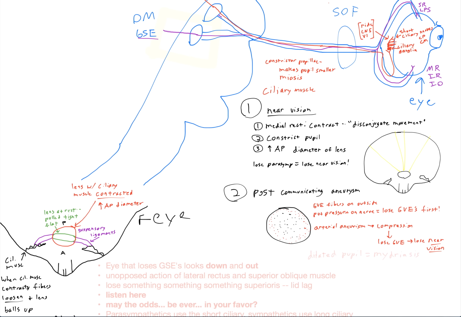I don't know if this helps you, but the difference between mydriasis and meiosis: meiosis is a smaller word. It can fit inside a small pupil. That's how I remember it. Okay. So a compression injury loses GVEs first. That patient loses near vision, and they have a dilated pupil on that side because of unopposed action of your sympathetics. Okay, everybody with me?